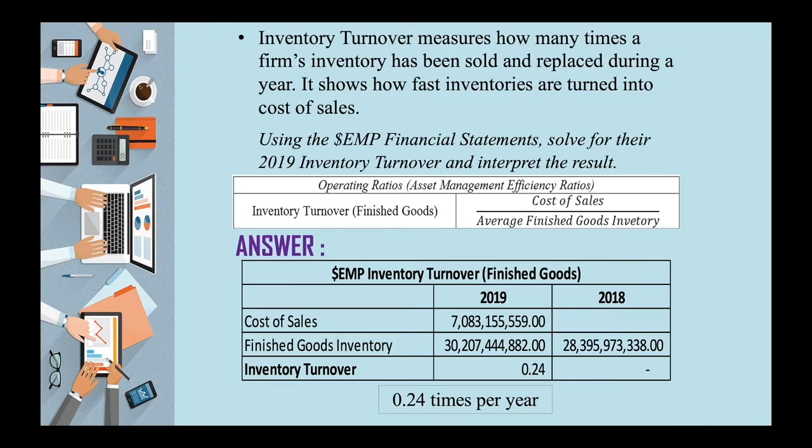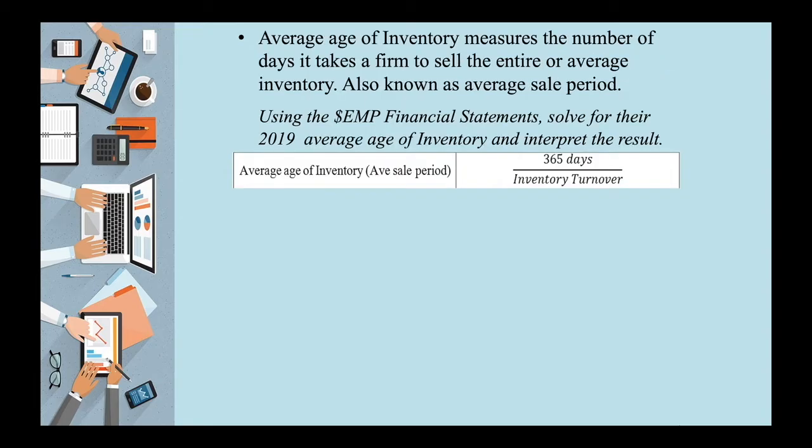Malamang ito, marami sila sa warehouse na naka-stocks, no? Amounting to 30 billion. Napakalaki yan. 0.24. Ibig sabihin, for them to be able to have the complete cycle, yung complete na 1 turnover of their inventory, they need to wait 4 or more years para makomplete lang yung 1 inventory turnover. Anyway, so that is the average age na tayo.